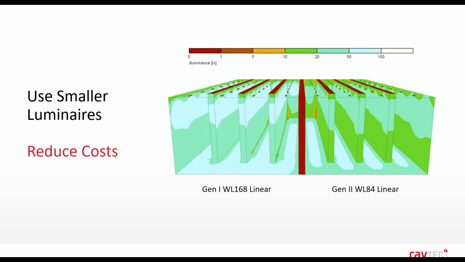The upshot of this, despite using a smaller linear on the Gen 2 design, is that both are delivering exactly the same performance on the ground. These are actually providing 57 lux, at a 12-meter mounting height.